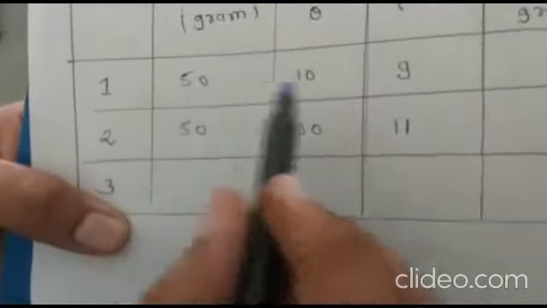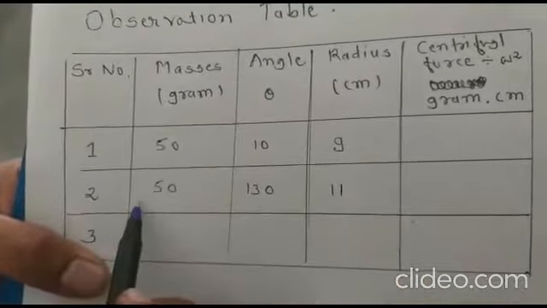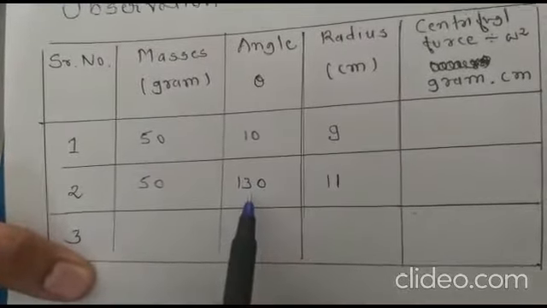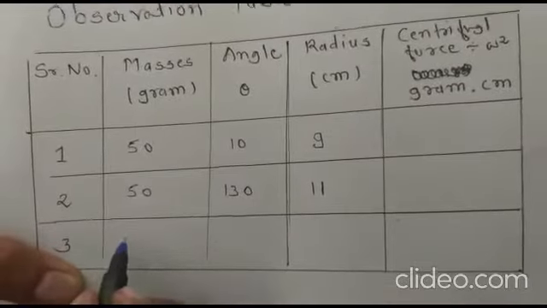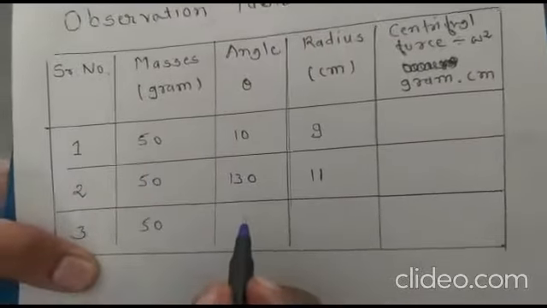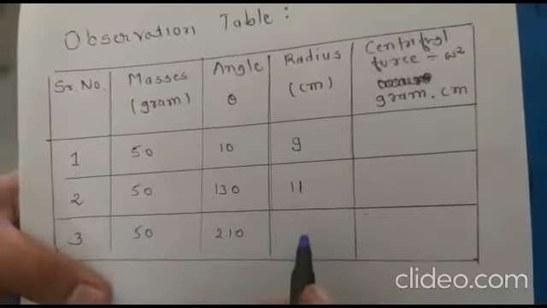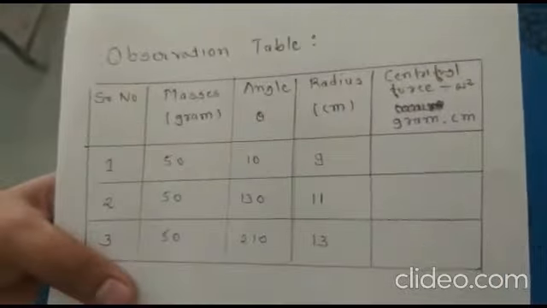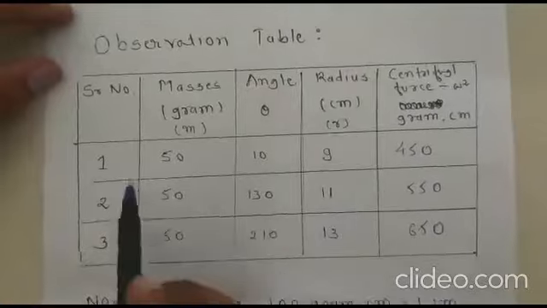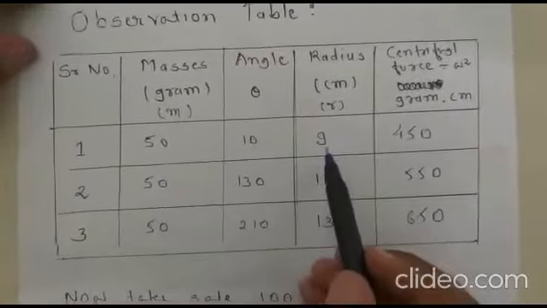In our observation table, the first mass is 50 gram at angle 10 degree and at a radius 9 centimeter. The second mass is 50 grams, 130 degree, and radial distance 11 centimeter. The third mass is again 50 grams at angle 210 and its radial distance is 13 centimeter. So here our first mass is 50 grams at angle 10 degree at radius 9.